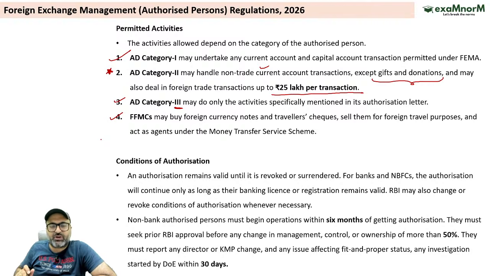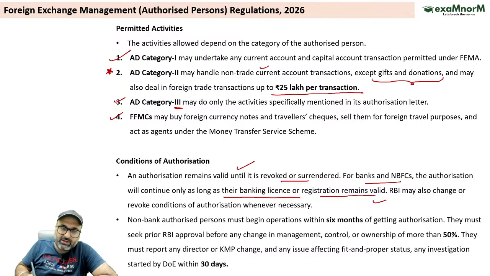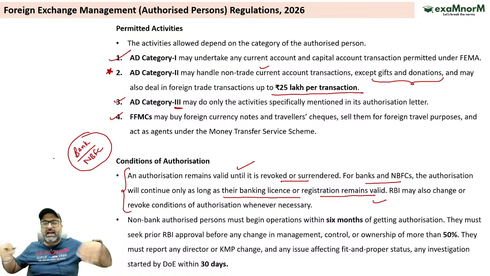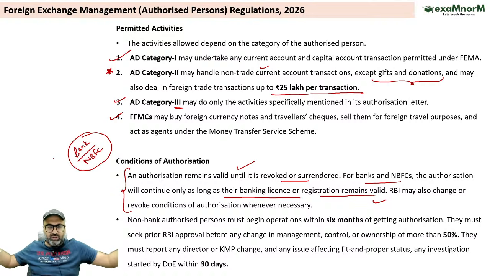Now, if I talk about the conditions of authorization, sir, authorization is valid until it is revoked or surrendered. For banks and NBFCs, the authorization will continue only as long as their banking license or registration remains valid. क्लियर है कि भैया ये जो रिन्यूअल आपने बताया था 3 साल के बाद, ये कब कराना पड़ता है? तो अगर आप बैंक हैं या फिर आप NBFC हैं, and if you are operating either as a bank or NBFC, you will be allowed to operate as an authorized dealer category 1 or 2 as well.